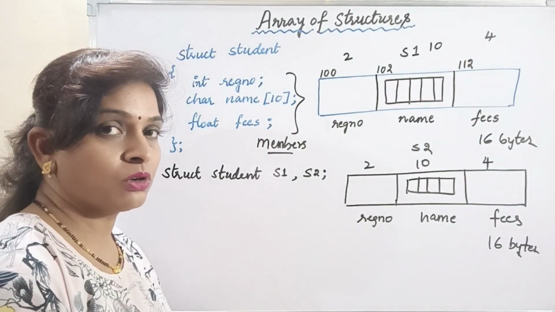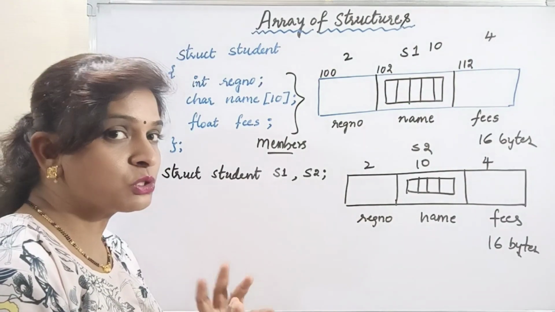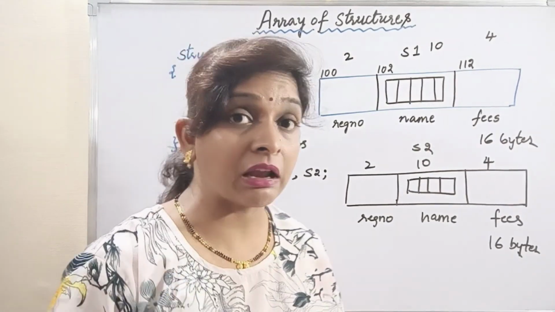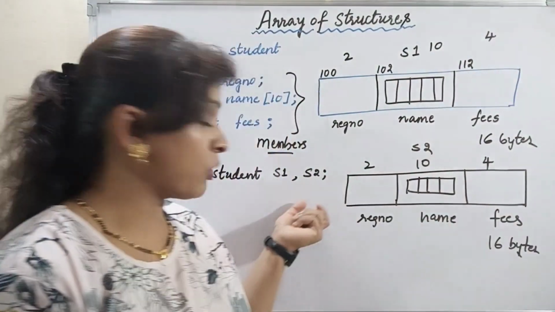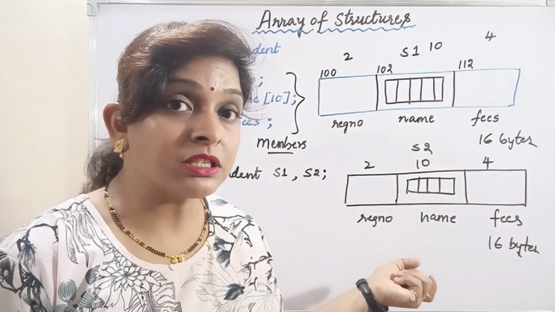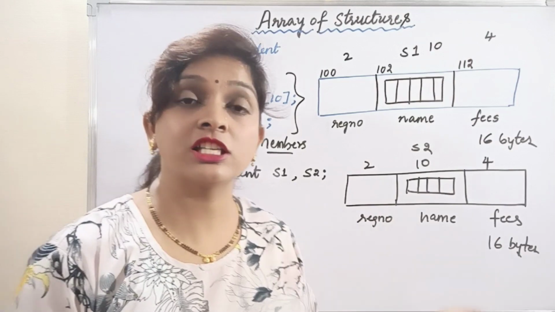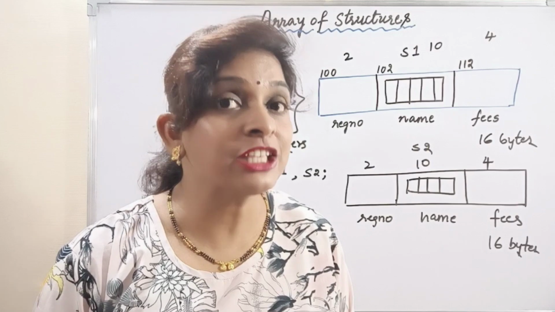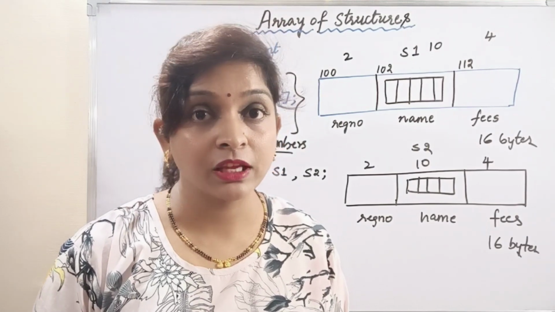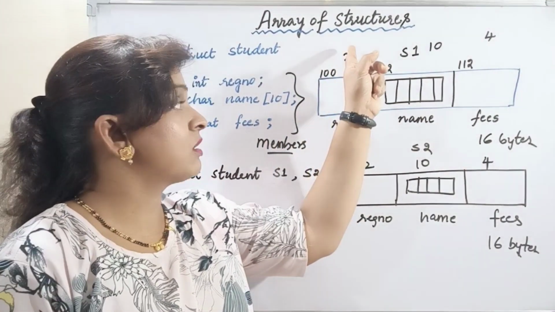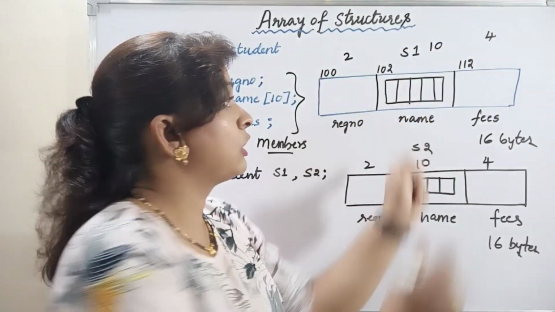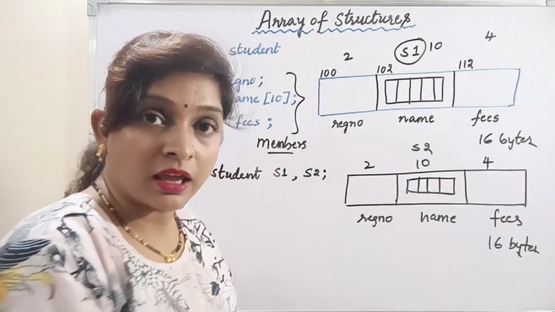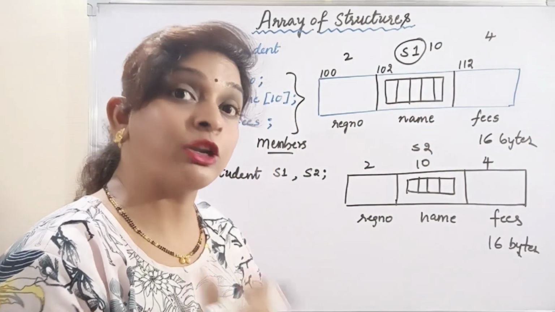So I am storing only 2 students' details. But if I want to store 10 students' details, is it possible to create 10 variables? I say S1, S2, S3, S4 up to S10. Of course I can create them. But it's quite difficult to manage those variables individually. I need to say S1 dot register number, S1 dot name and S1 dot fees, to accept the values and to print the values.